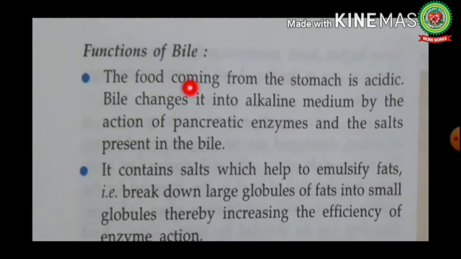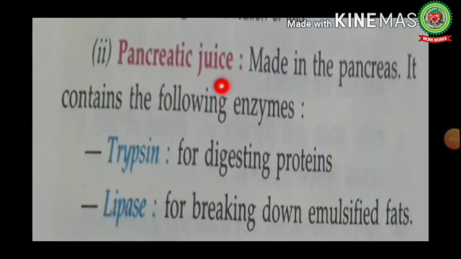Functions of bile. The food coming from the stomach is acidic. Bile changes it into an alkaline medium by the action of pancreatic enzymes and the salts present in the bile. It contains salts which help to emulsify fats, that is, break down large globules of fats into small globules, thereby increasing the efficiency of enzyme action. Pancreatic juice. Pancreatic juice is made in the pancreas. It contains the following enzymes: trypsin for digesting proteins, lipase for breaking down emulsified fats.